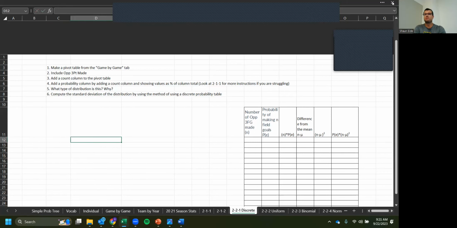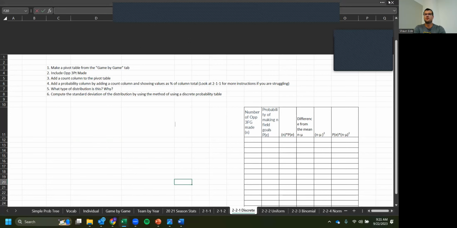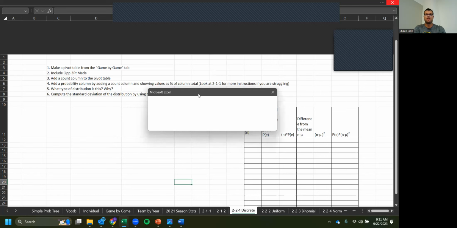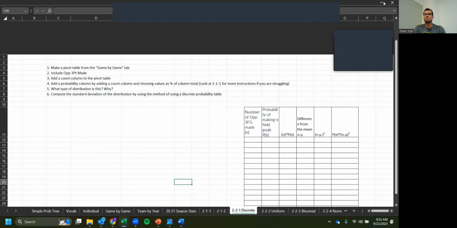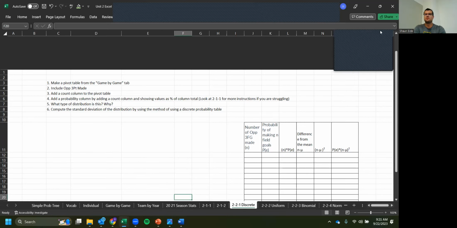For some odd reason, my computer is acting a little weird. Nope, it's still acting weird. And now it's saying I've got an error, and it won't tell me the error. Don't you hate that when that happens? Hold on, show tabs. Okay, anyway.